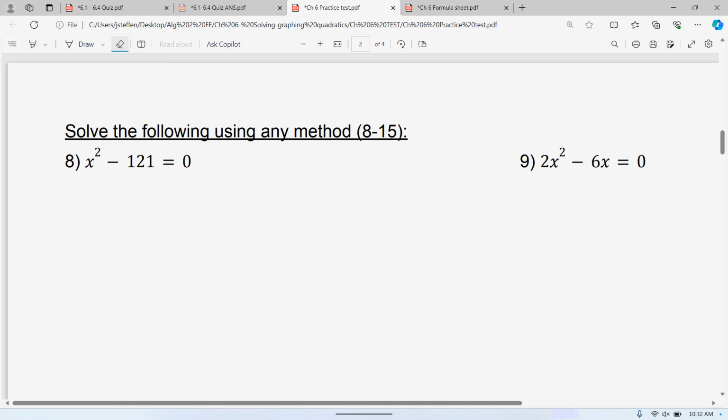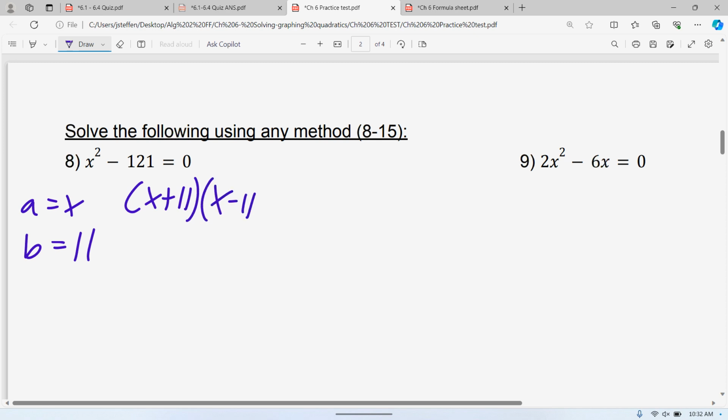So following using any method, the answers are on number 15. And so with number 8, it doesn't matter which one you use. We could solve by factoring. So my a is x, my b is 11. x minus 11 times x plus 11 is equal to 0. One of those is equal to 0. So what would you plug in to get 0 for the first one? Negative 11. What would you plug in to get 0 for the second one? Positive 11. So that's one way you can do it.